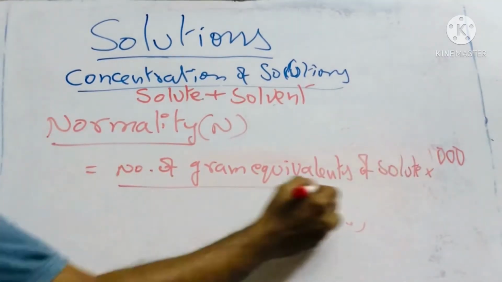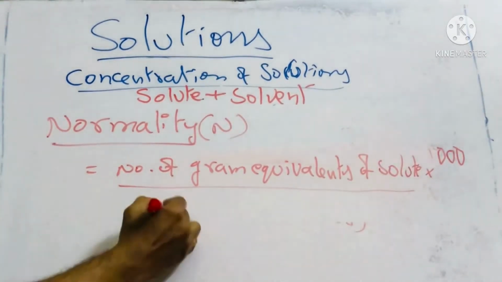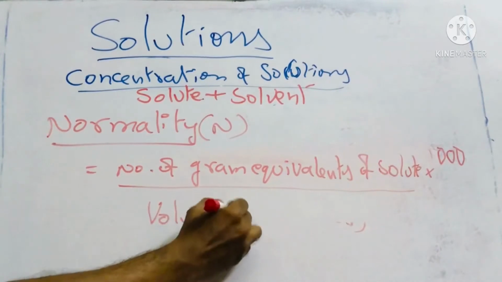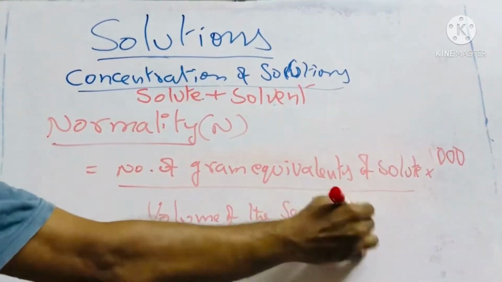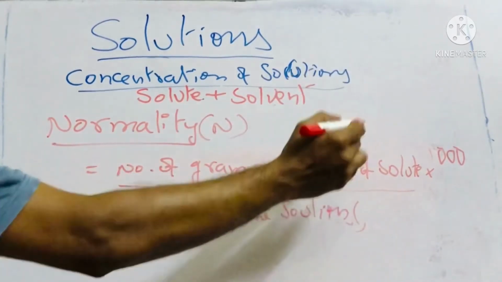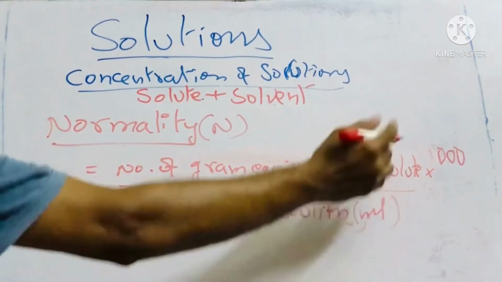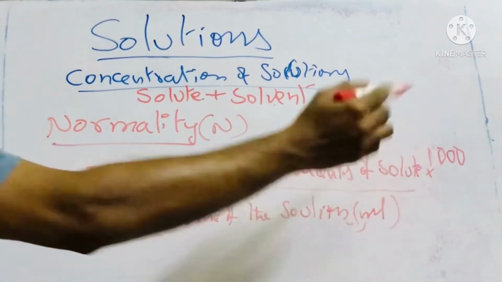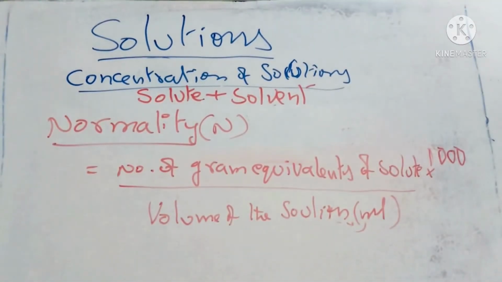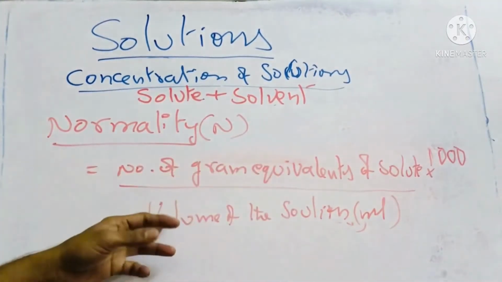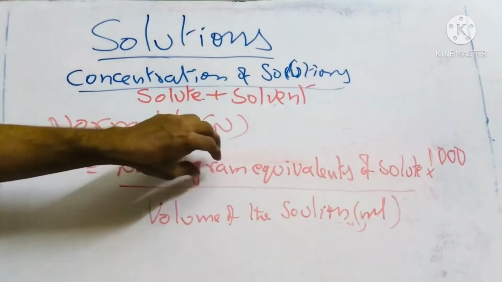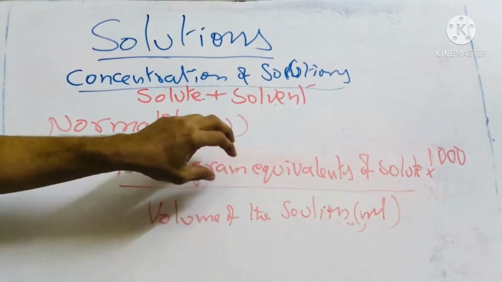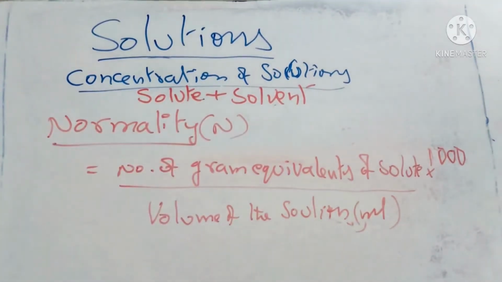Okay, by volume of the solution. If it is in liters, you will omit the 1000, otherwise if it is in milliliters you write 1000 multiplied by 1000. So number of gram equivalents of solute by volume of the solution multiplied by 1000. Instead of number of moles of solute, now we have put gram equivalents of solute.